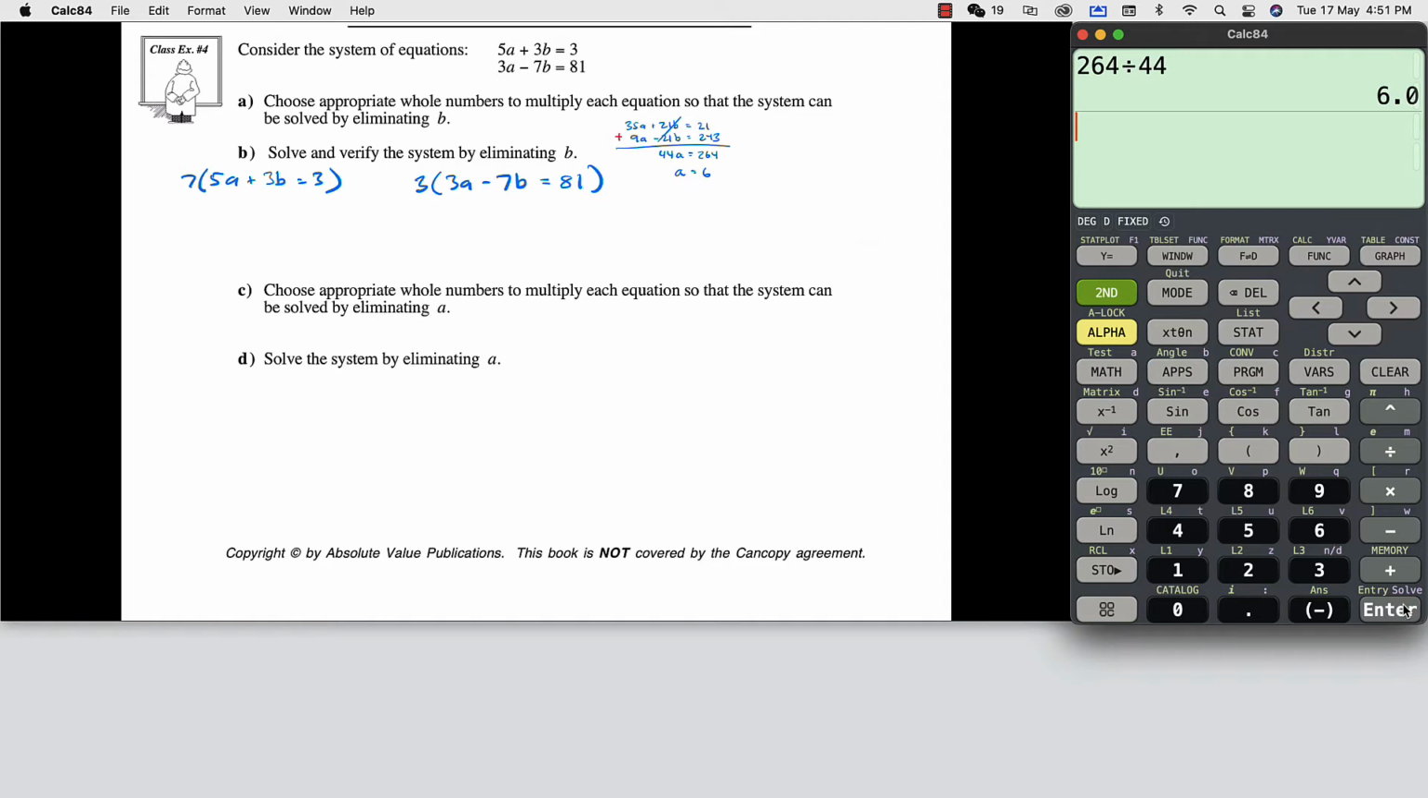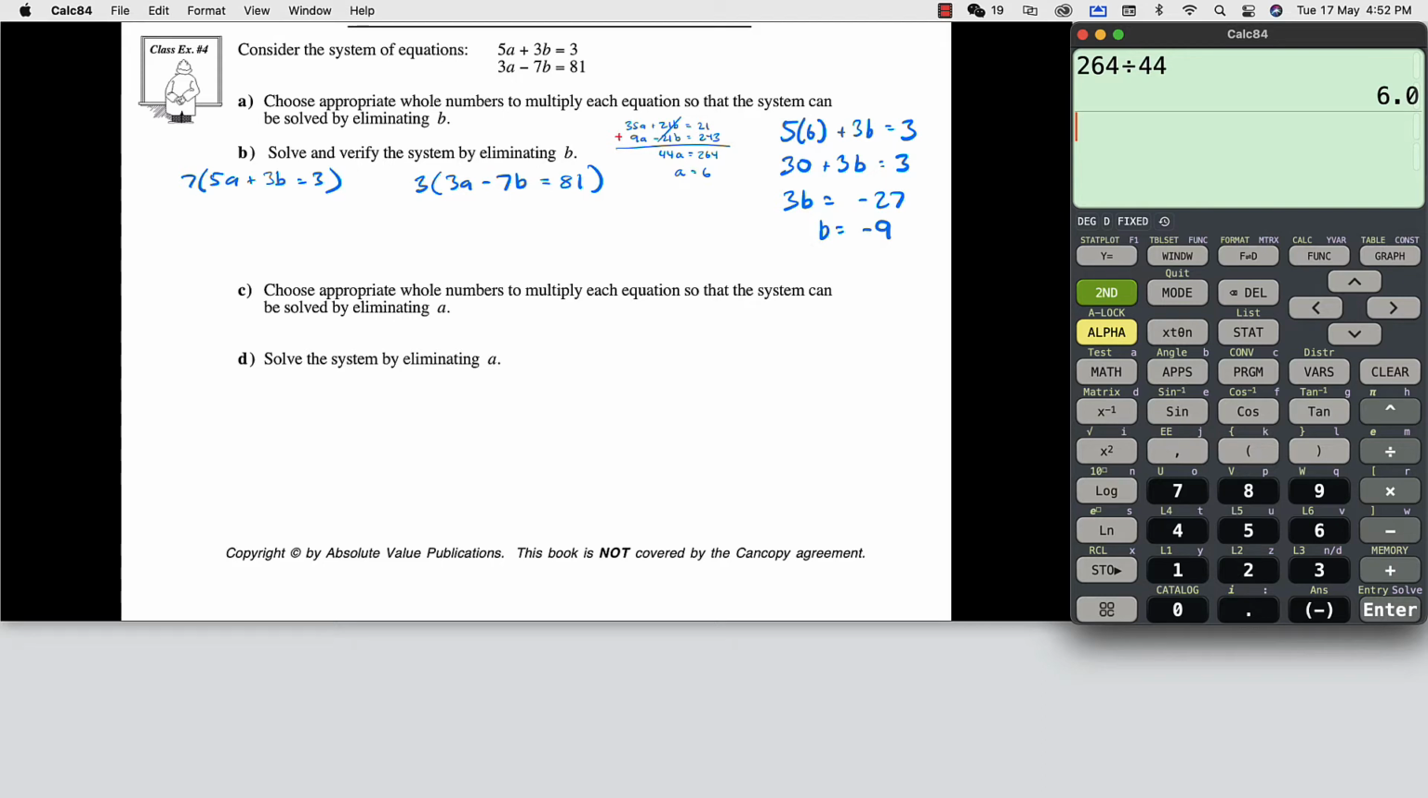Okay, so I'll take my original equation, 5a, and sorry, a is equal to 6, so 5 times 6 plus 3b equals 3. We get 30 plus 3b equals 3. I'm going to subtract 30 from both sides, so I'm going to get 3b equals negative 27, and divide by 3 on both sides, and we're going to get b equals -9. So now I've got a as 6 and b as -9.